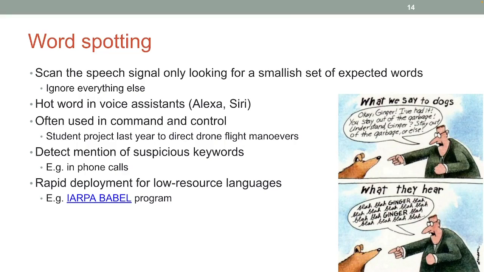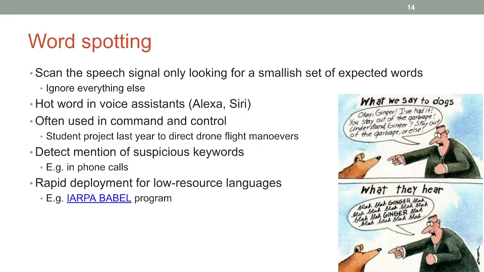And also word spotting, being able to spot specific words, where you're scanning the speech signal and listening or looking for a small set of expected words, and ignore everything else, right? That's what the hot word or the keyword for voice assistants is, like, Alexa, what time is it? Or hey Siri type of things, or hey Google, right? Listening for those keywords. They're using this technology of using ASR and then listening for certain words.